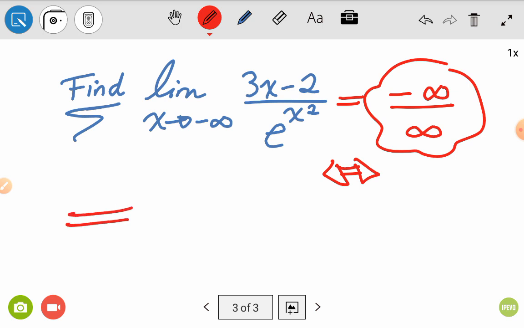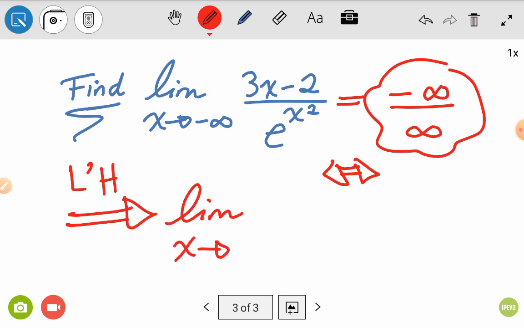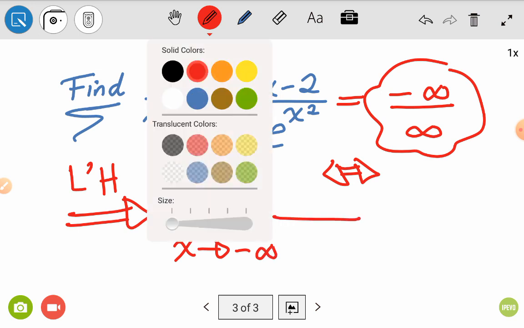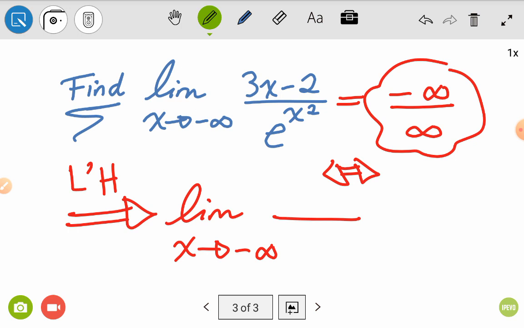Let's apply L'Hopital's rule, our lesson today. L'Hopital's rule will help us find the value of this limit easily and quickly. The limit as x approaches negative infinity: find the derivative of the numerator. The top here is 3x minus 2. What's the derivative of 3x? Yes, good, it's 3. What's the derivative of 2? 0, because 2 is a constant.